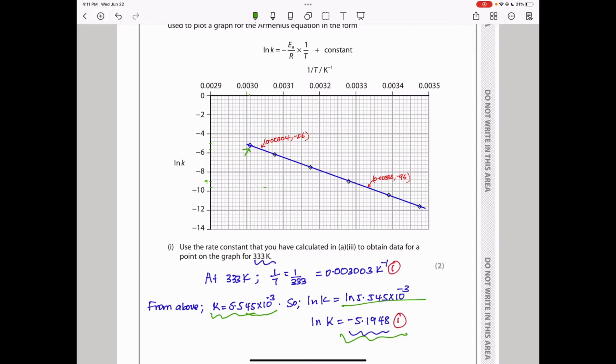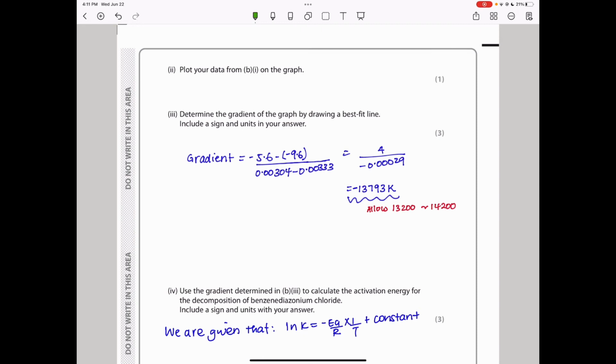You can see the x coordinate for that point is 0.003003, and the y coordinate is negative 5.1948. That is the point they will require us to actually plot for the next question we're going to look at. They say plot your data from B1 on a graph. Of course, I have showed you how I plotted that.